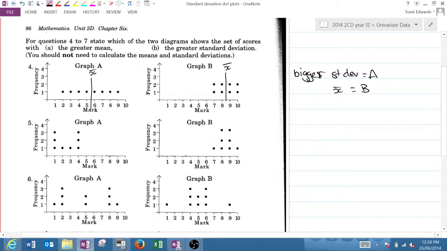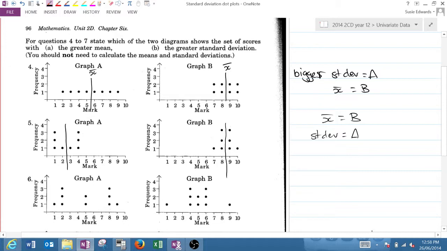These are the sort of questions you get often in a test, all right? So what about this one? The mean here would be around there. The mean here would be around here. All right, so for this one, which one has the greater mean? Which one is more spread out? Okay, greater mean is B. Standard deviation? A. Okay, so just be aware, just because they're low down doesn't mean they have a greater standard deviation.